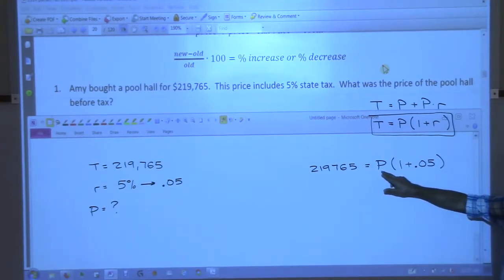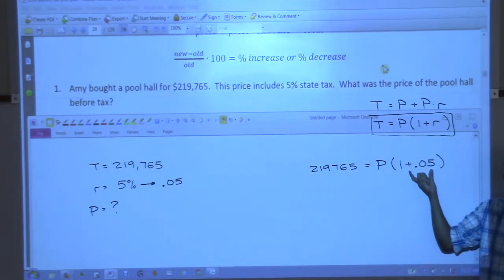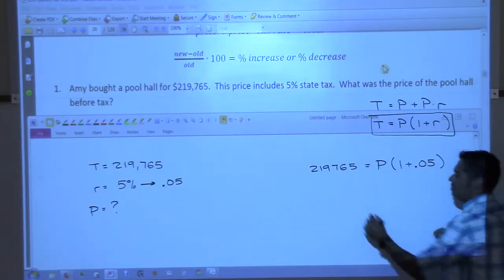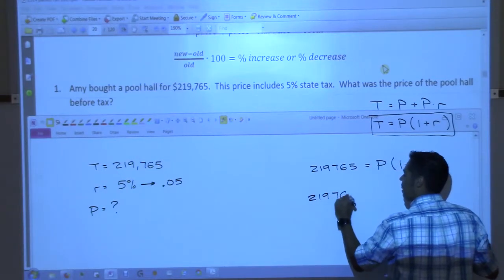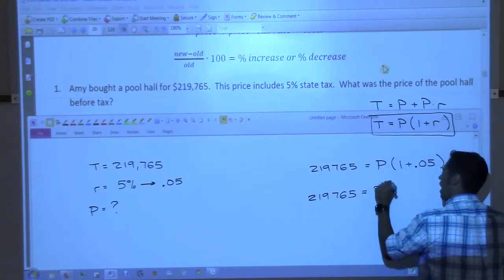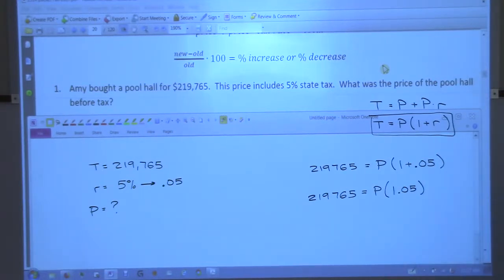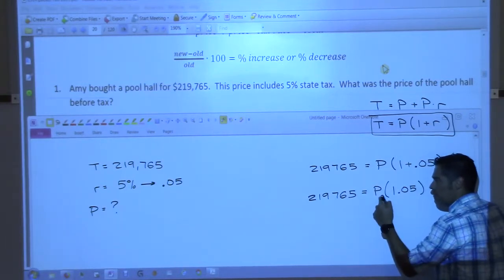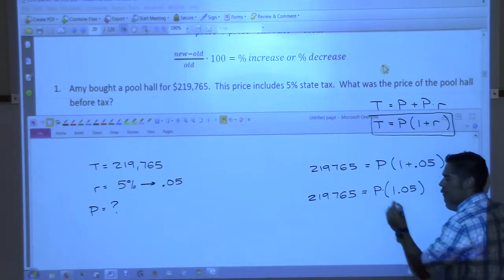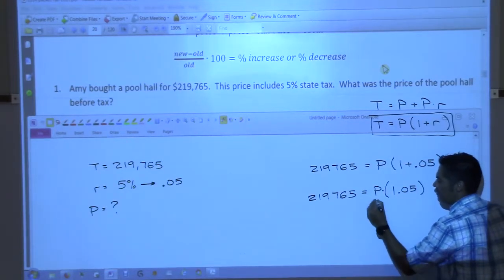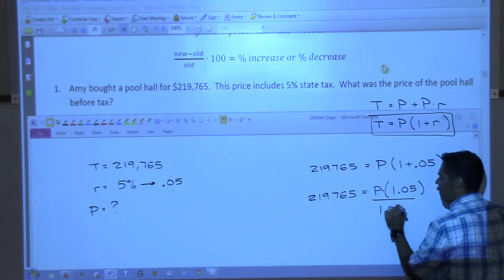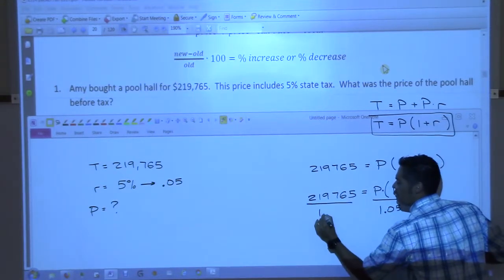So to get P by itself, what are we going to need to do? Do what's in here? And we can put these together, can't we? If we add those, let's go ahead and do that on the next line. 219,765 equals P. Let's go ahead and add those together, so it's 1.05. And finally, to get P by itself, we're going to divide because this is multiplication right there, right? So the way we undo the multiplication is we divide both sides by the 1.05. So I'm going to divide this by 1.05.